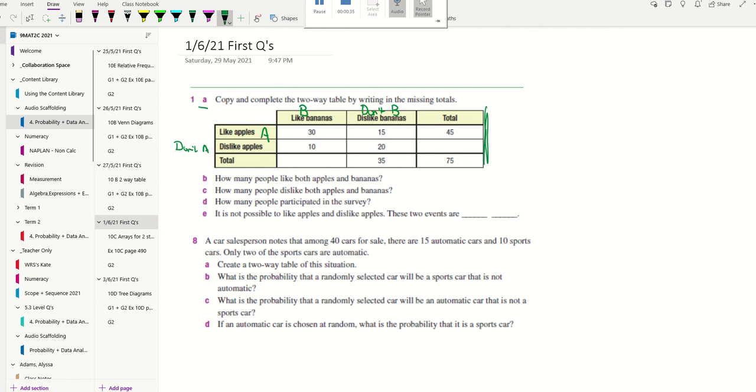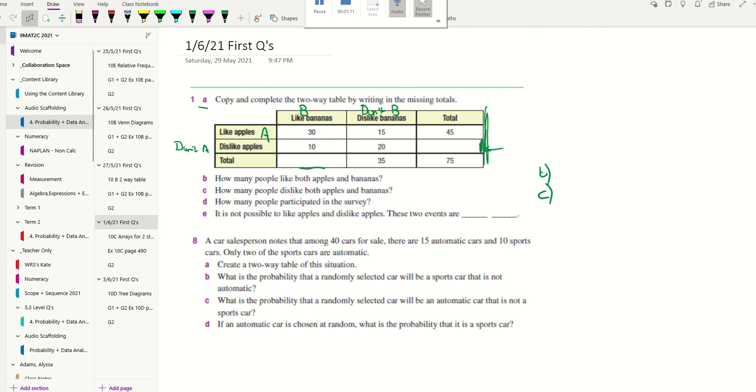In the first instance, all you need to do is add up these totals and put your totals here for those that like bananas, and put your total over here on the right hand side in this row for disliking apples. After you've done that, it's asked you these questions. That was A. B, it's asked you to work out how many people like both apples and bananas. So you're looking for the cell which has got people that both like bananas and apples. Write that number down for B.